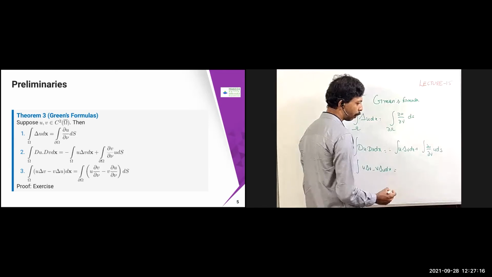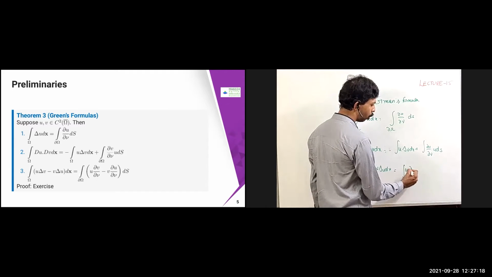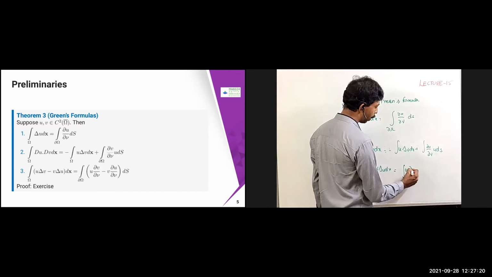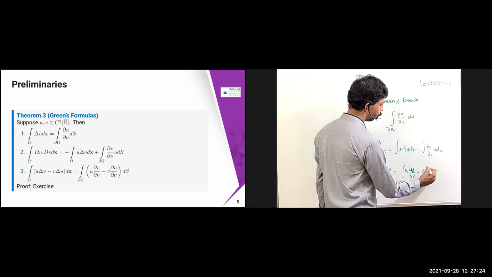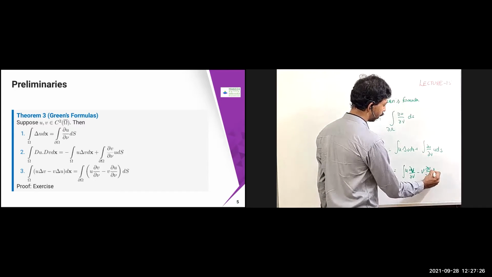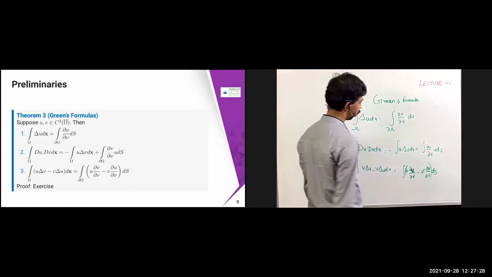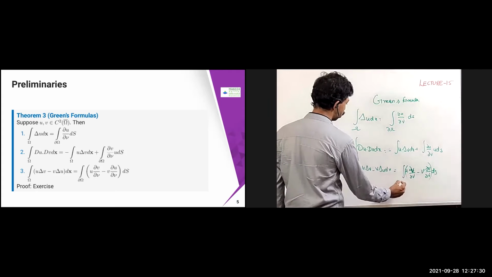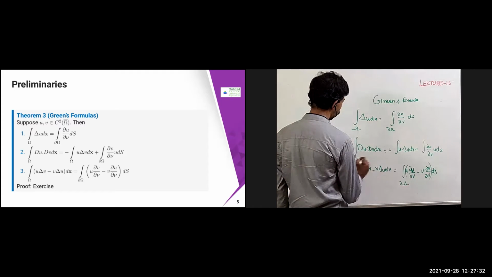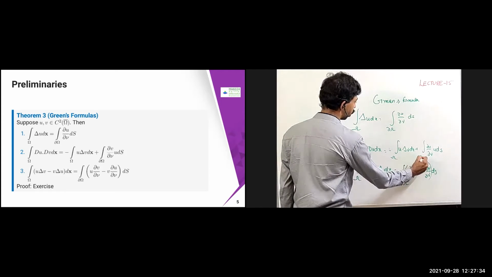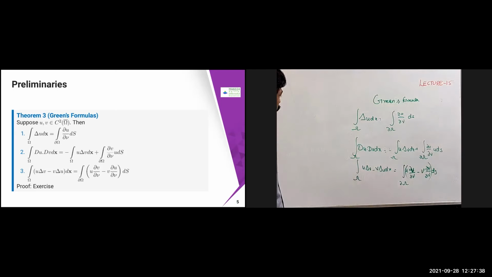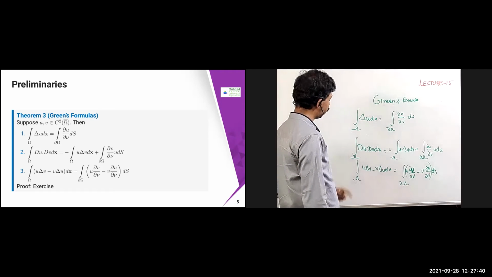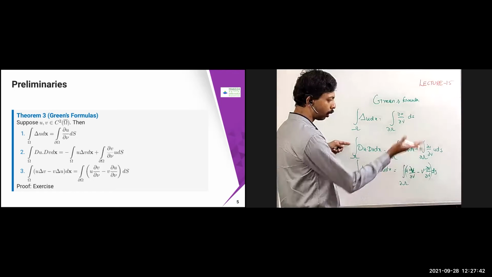That is going to become the integral of u dou v by dou nu minus v dou u by dou nu ds. This is over omega, this is over dou omega. Similarly, this is over omega, this is over omega, this is over dou omega. So this is straightforward from this one. These two are also like using the previous one, you can get it.